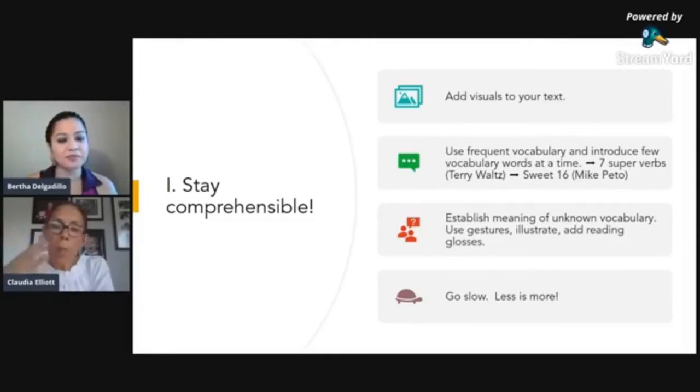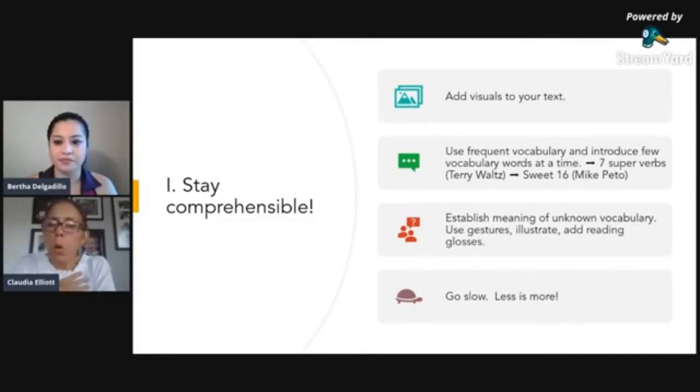So we're going to come back, because we forgot that we were more specific. When we're talking about staying comprehensible, how can we stay comprehensible? Three, yeah, three times a charm. So you add visuals to your text. Using frequent vocab and introducing few words at a time is super important. I love to start my novice class with the 7 superverbs, and then I start tackling the sweet 16, and then everything grows from there.